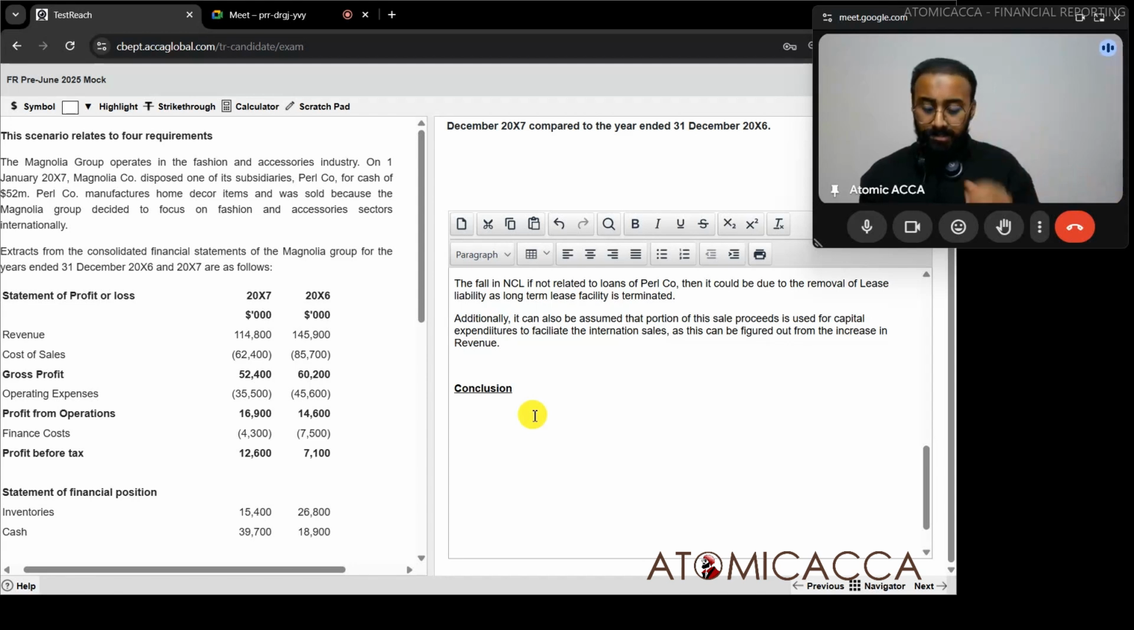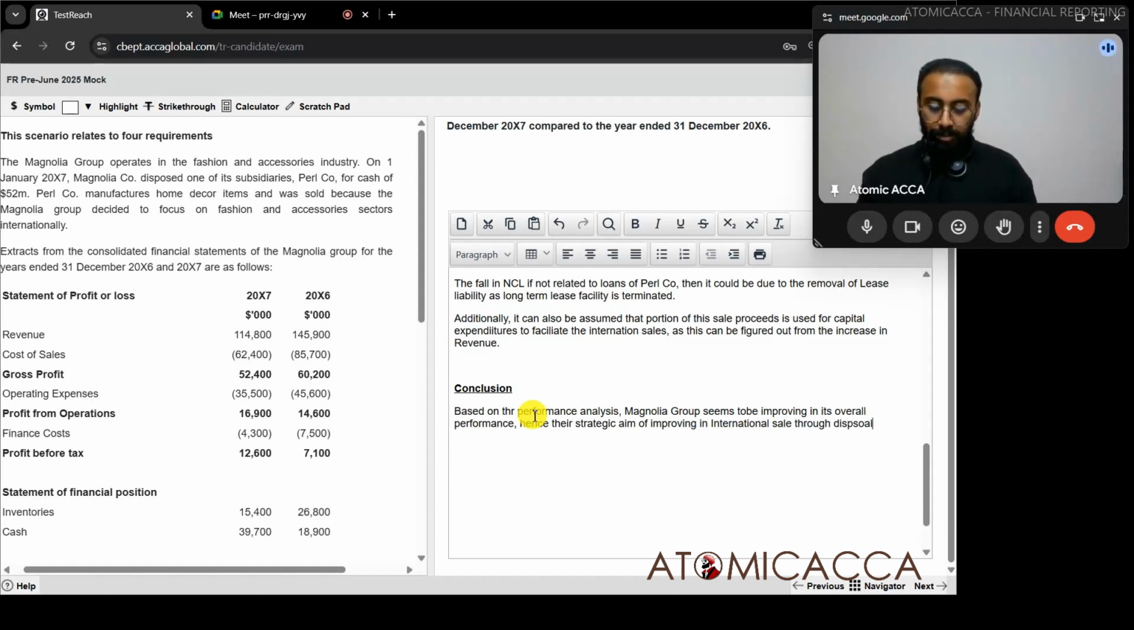Performance getting better in international sales. Okay. Based on the performance analysis, Magnolia Group seems to be improving in its overall performance. Hence their strategic aim of improving in international sales through disposal of Pearl Company seems to be a success.